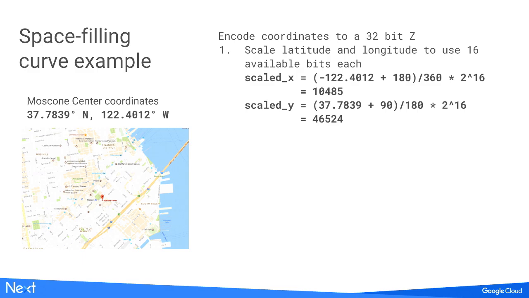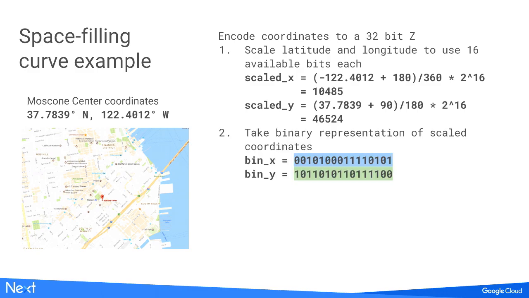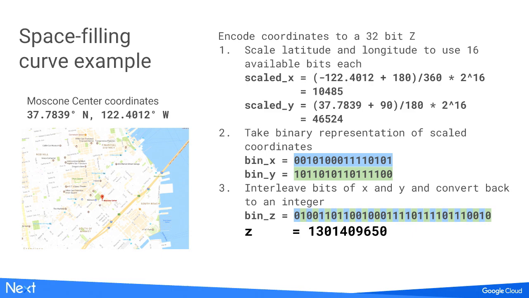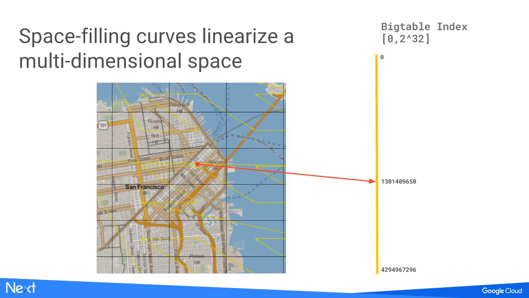So we're going to encode the coordinates of the Moscone Center into a 32-bit integer z index. So we have 32 bits. We have two dimensions, so 16 bits per dimension. We're going to scale the latitude and longitude coordinates, their bounded dimensions. So for instance, longitude is bounded negative 180 to 180. We're going to map negative 180 to 0 and 180 to 2 to the 16th. We'll do the same scaling for the latitude. And we have integer representations of our x and y coordinates. Then we take the binary representation, so it's 16-bit strings, essentially, interleave those, convert it back to an integer, and that's our Bigtable key. And so what we've effectively done is we've linearized this multidimensional space.